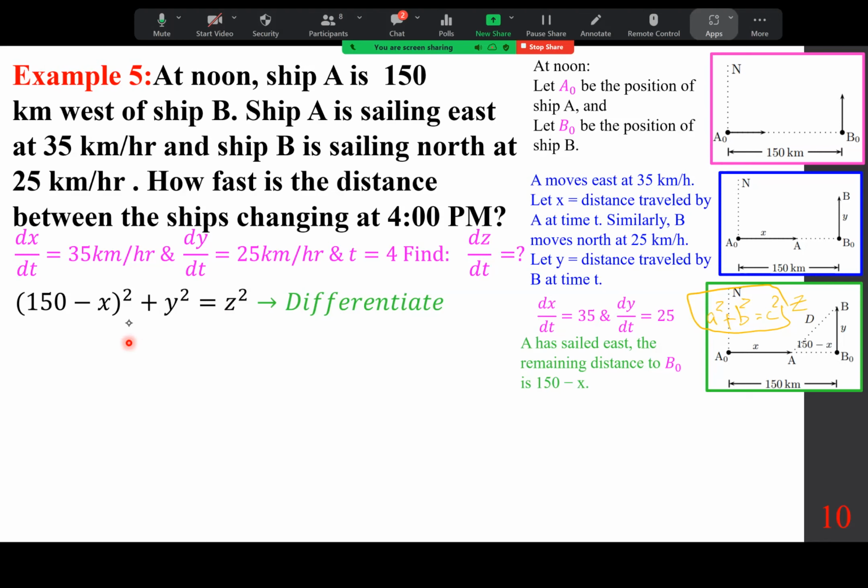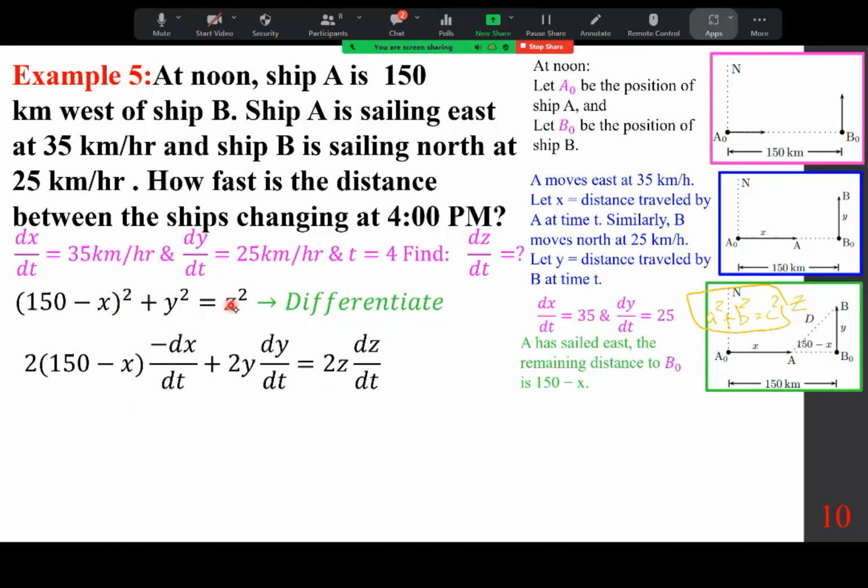So let's differentiate with respect to time. This one, the exponent becomes the coefficient, 2 times the same thing to the power of 1, and times the derivative of the inside, which is negative dx/dt, plus y squared gives 2y dy/dt, equals z squared gives 2z dz/dt. So we are going to plug everything in accordingly to see what happens.